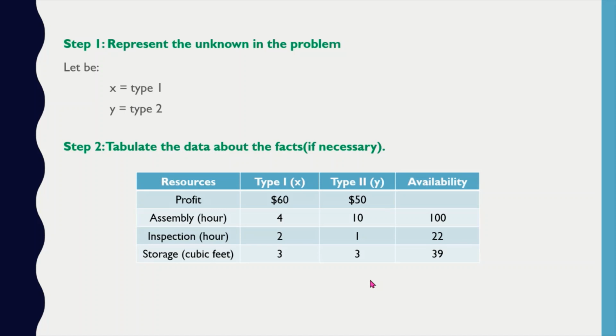In our first column, we have the resources: the profit, assembly, inspection, and storage. The second column is type 1, type 2 in the third column, and the last column is our availability. The profit is 60, assembly 4, inspection 2, storage 3. This is the same as our data, so we're simply tabulating our data or information like this, wherein the availability for our profit is initially 0. It is none because we're still going to compute it.